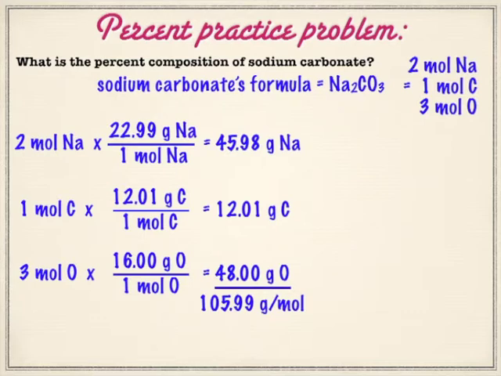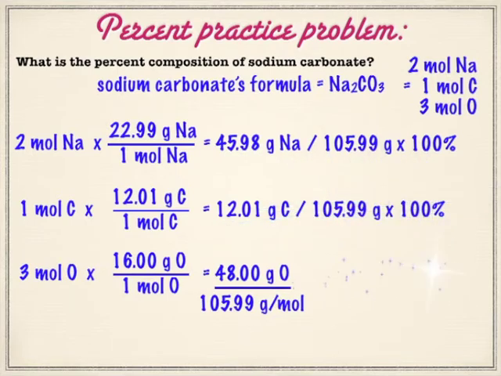Now that's where we got to last time. And so all we're going to do now to find the percent composition is, if you look, you'll see that we have the mass of each element and we have the total mass of the compound. So we're just going to take the mass of each element and divide it by the total mass and then multiply it by 100%. And we're going to do that each time. And that's it. That's how easy it is to just tack on to your work for molar mass.